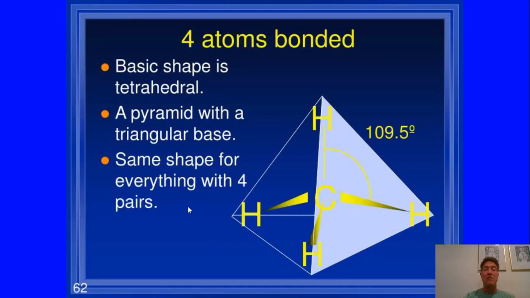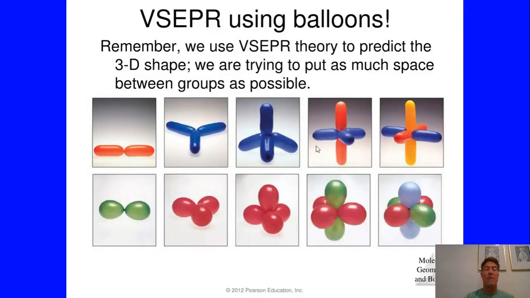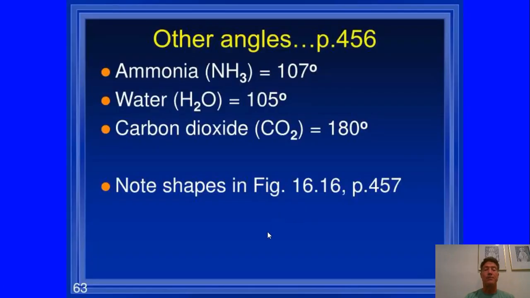And this is the same shape we're going to see for everything with four pairs, whether it's four bonds or two bonds and two electron pairs or whatever. If we're dealing with four pairs of electrons, whether they're bonds or lone pairs, we're going to have this four-sided figure, this tetrahedron. So here it is using balloons. Here are skinny balloons. Here are fat balloons. But the basic idea is that electron groups are going to get as far away from each other as possible.